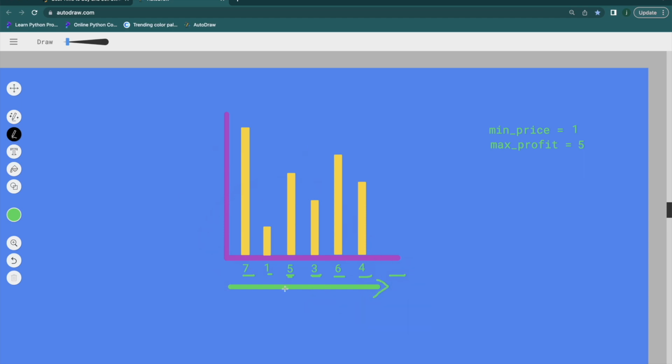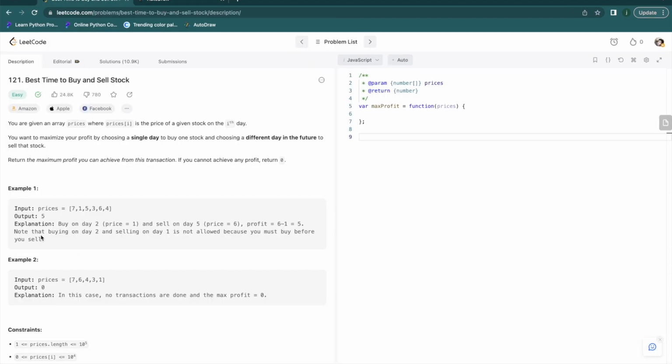So this is how you can solve this problem in a single pass. And then the maximum profit that you will be getting with these numbers is 5. So that is how we are going to come up with a solution.